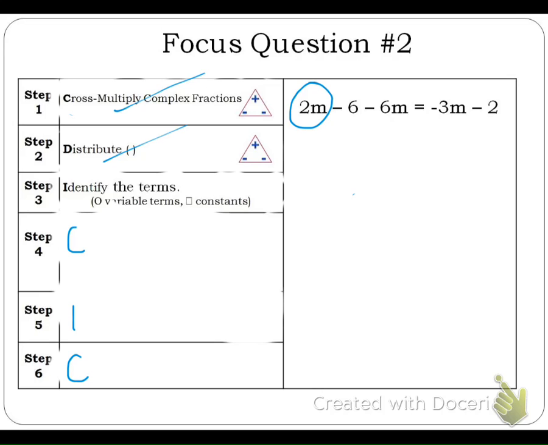2m is a variable term. Negative 6 is a constant. Negative 6m is a variable term. Oops, I just about wrote a square there. Negative 3m is a variable term. And negative 2 is a constant. So we've identified our terms. We're ready for the next step, which is to, what does C stand for?